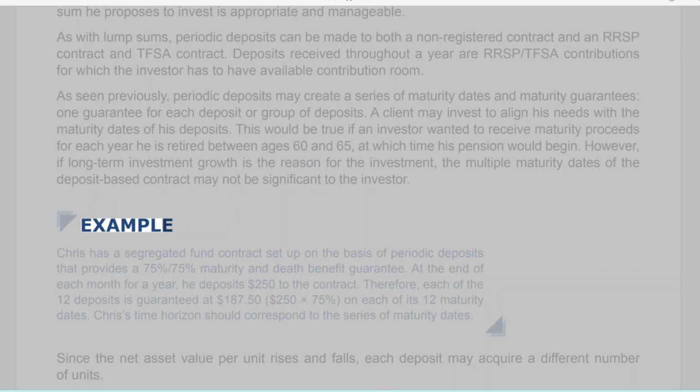Example: Chris has a segregated fund contract set up on the basis of periodic deposits that provides a 75% maturity and death benefit guarantee. At the end of each month for a year, he deposits $250 to the contract. Therefore, each of the 12 deposits is guaranteed at $187.50, $250 times 75%, on each of its 12 maturity dates. Chris's time horizon should correspond to the series of maturity dates. Since the net asset value per unit rises and falls, each deposit may acquire a different number of units.